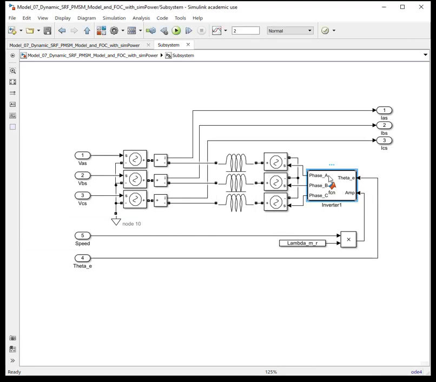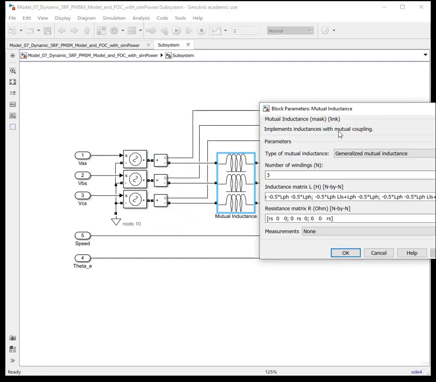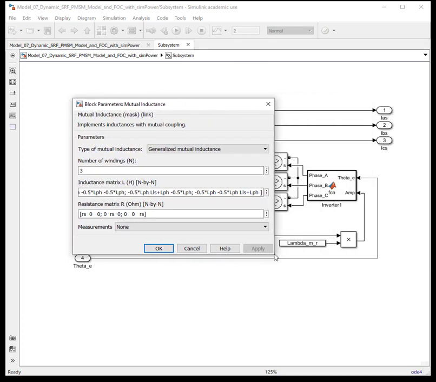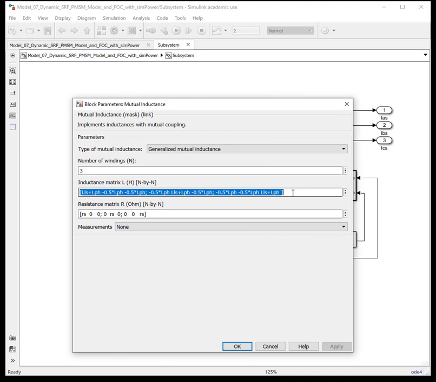Those values are converted to what MATLAB calls a physical signal through these controlled sources, and now these construct the electrical circuit here. Then, if you go inside the inductance block, you'll see I have a matrix representing my inductance because I have 3 voltages and 3 currents, so this is a 3 by 3 matrix. I also have 3 resistance values, so I have a 3 by 3 matrix with the diagonal elements representing the resistance.